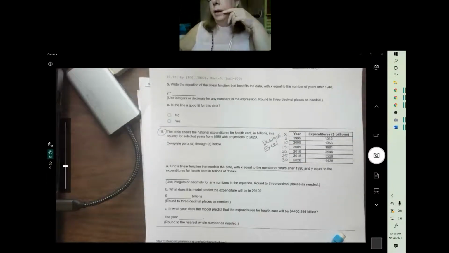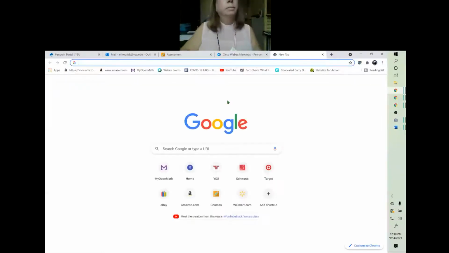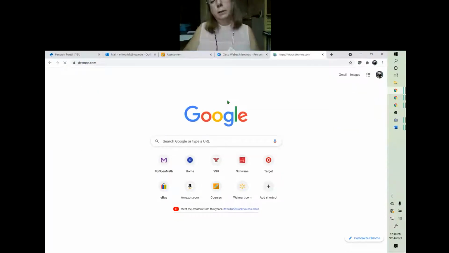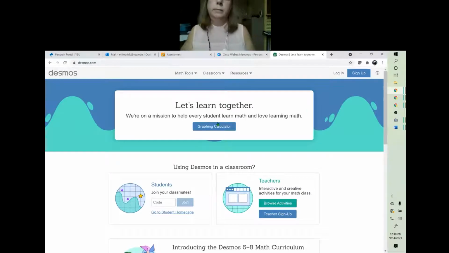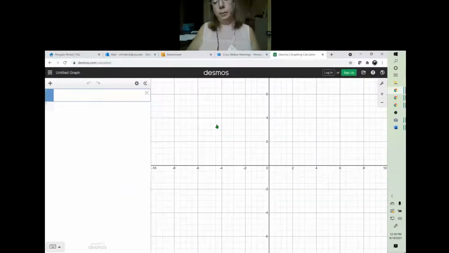I think we have time to graph it. To graph it, I'm going to use Desmos because I think it's the least amount of work. So I'll click on here, and we want to go to desmos.com. And then you click graphing. And it brings this up.